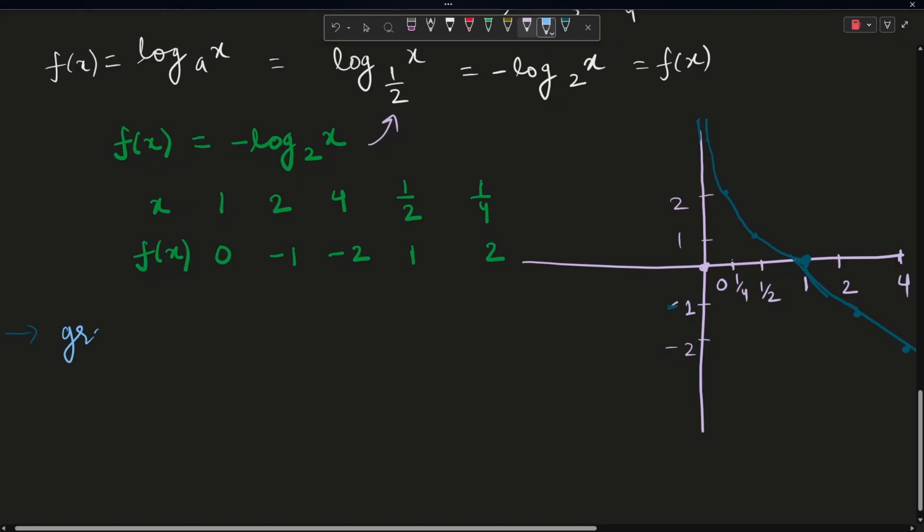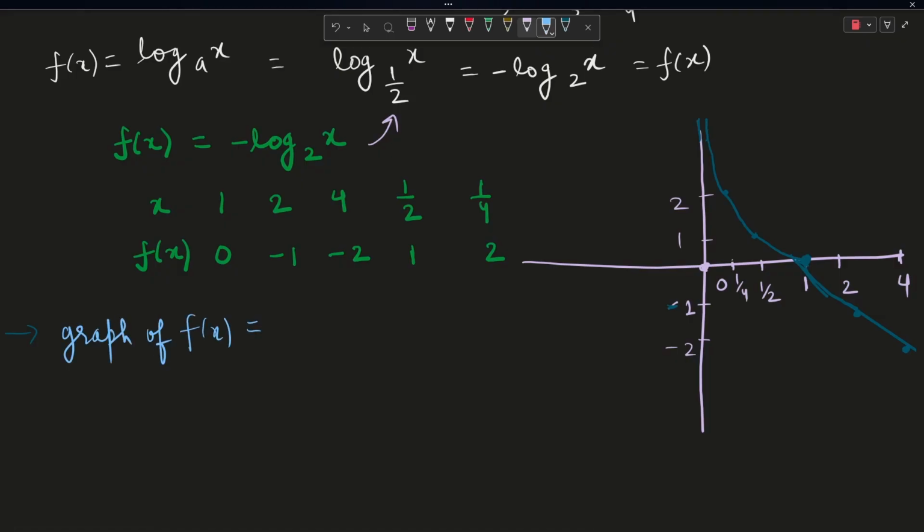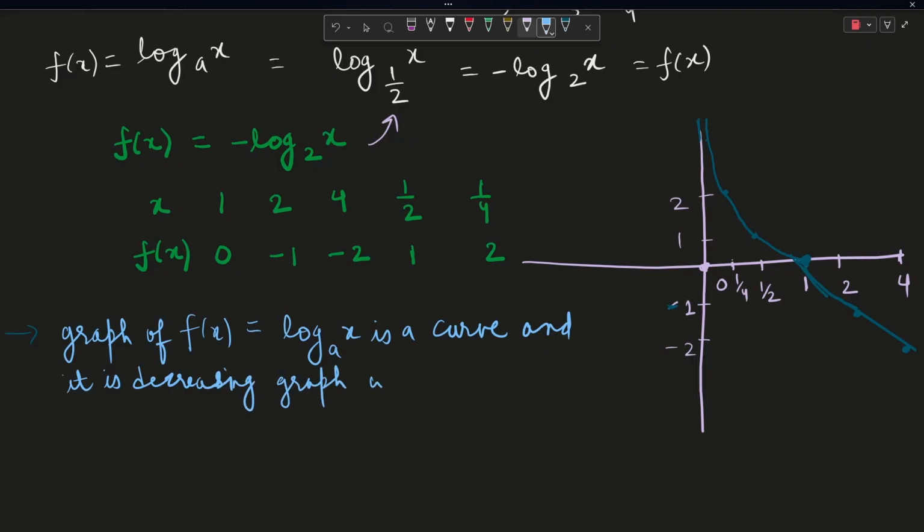Firstly, the graph of f of x equal to log x to the base a is a curve, and it is a decreasing graph when a is less than 1 and greater than 0. Now, how is it a decreasing graph? It is the decreasing graph in such a way.